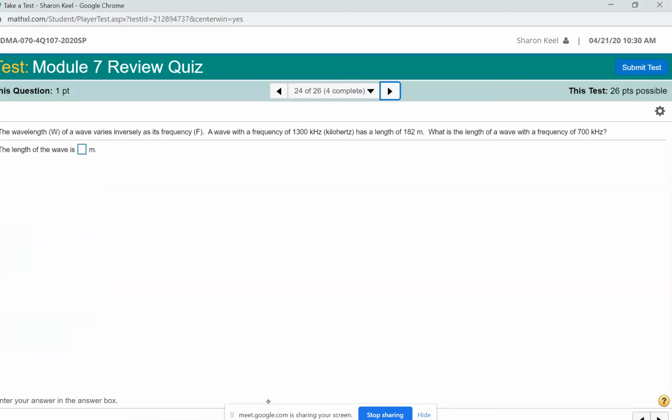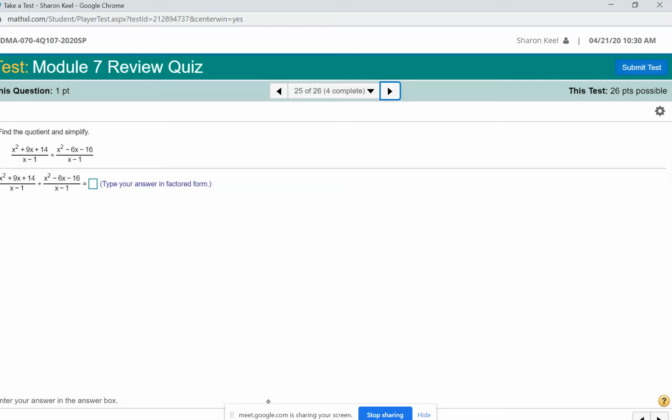And we are almost done with these. We've got 2 left. Find the quotient and simplify. So quotient means this is a division problem. So that means the left side of the equation I'm going to write down just like it is. I'm going to change the division to multiplication, and then I'm going to write the reciprocal of the one on the right. Okay, so first let's write what we have first.